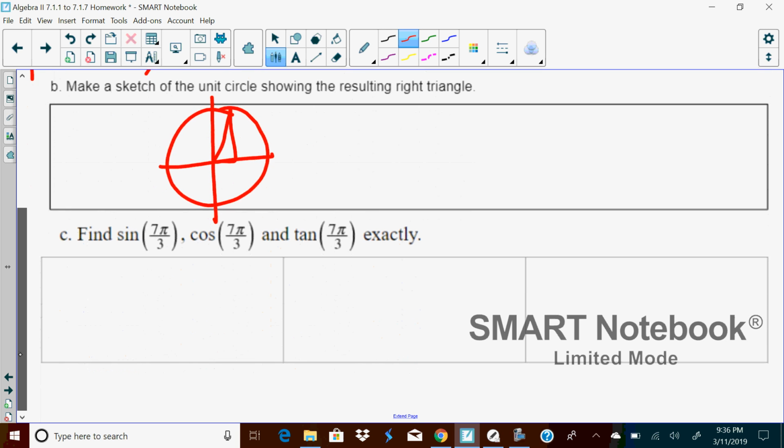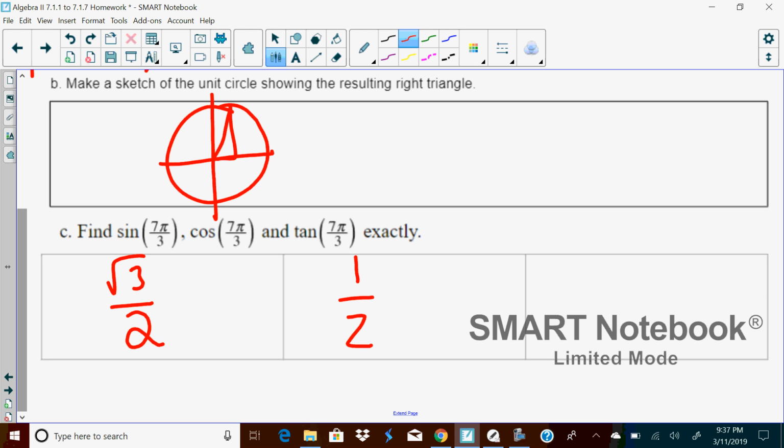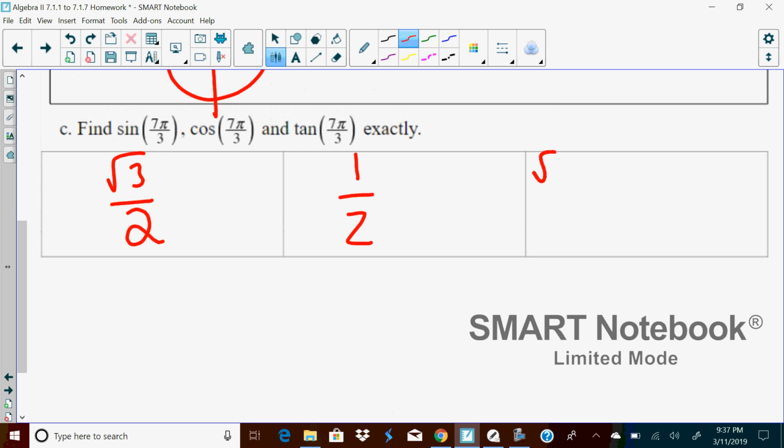So then find the sine of each one. The sine of 7 pi over 3 is going to be the same as the sine of pi over 3, which is the square root of 3 over 2. The cosine is 1/2. And the tangent is the square root of 3 over 2 divided by 1/2, or the square root of 3 over 2 times 2 over 1. These cancel, so it equals the square root of 3.